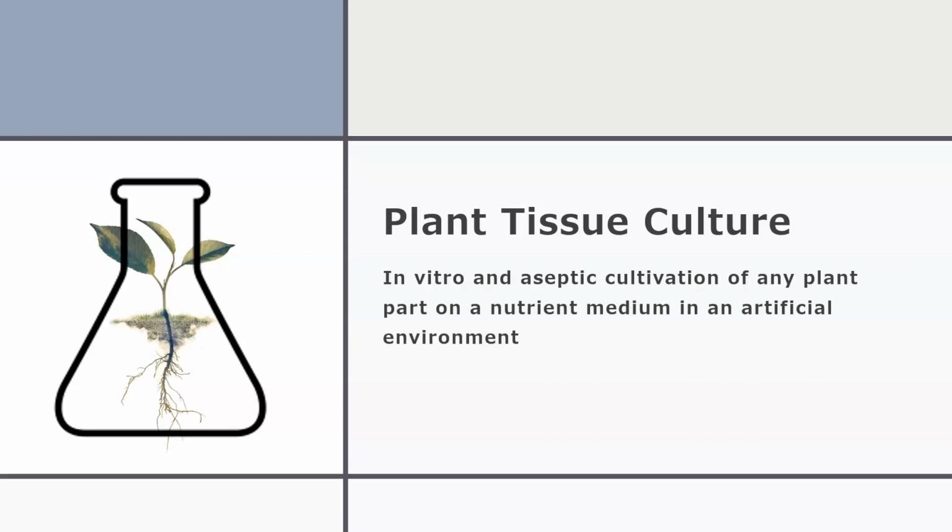The term plant tissue culture is commonly used to describe the in vitro and aseptic cultivation of any plant part on a nutrient medium with an artificial environment. The in vitro works are carried out in a test tube, dish, or flask, which are outside the living organism. Hence, plant tissue culture techniques are also referred to as in vitro techniques.